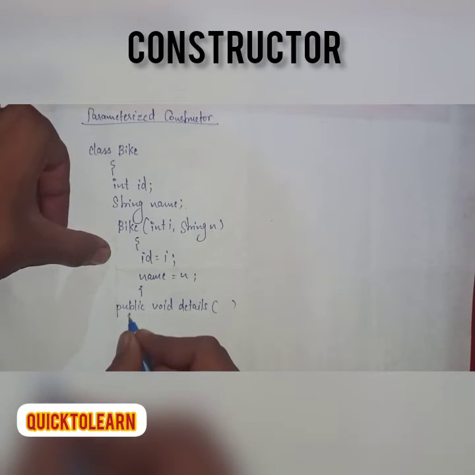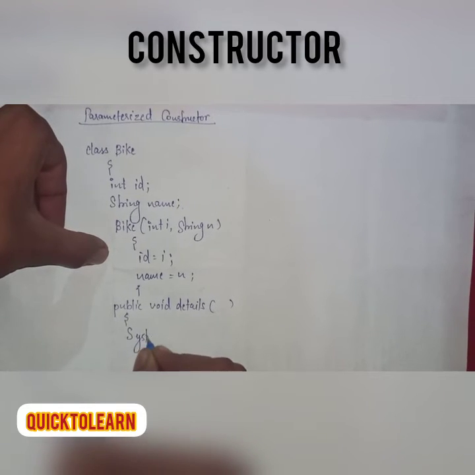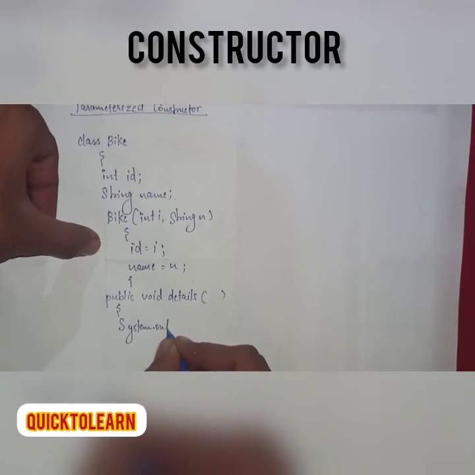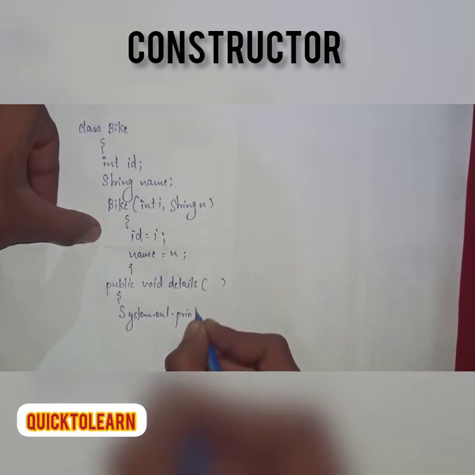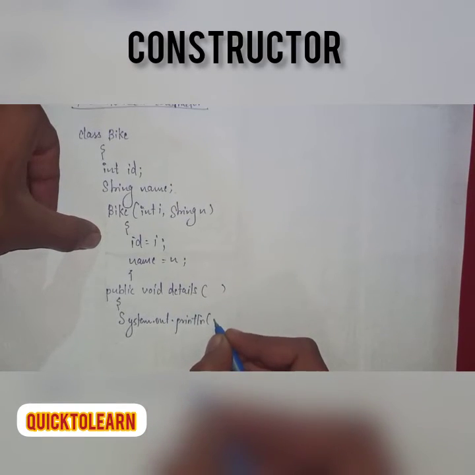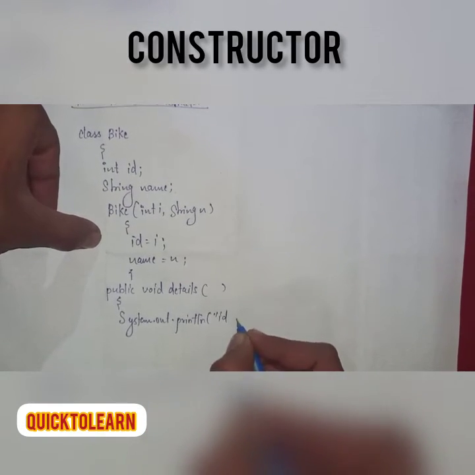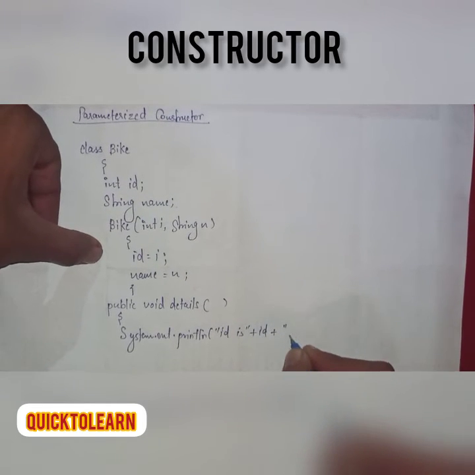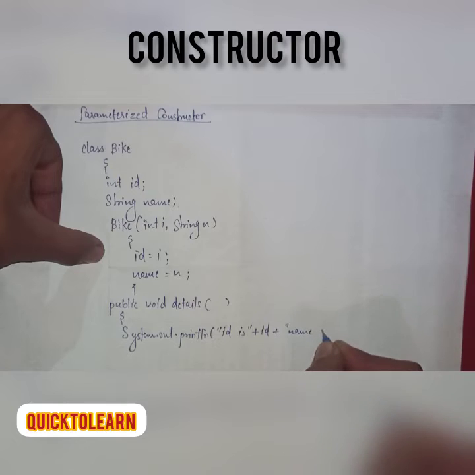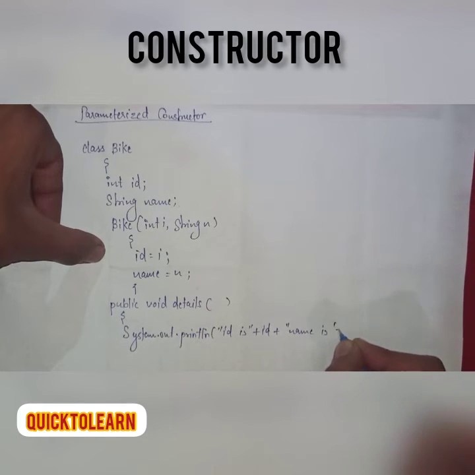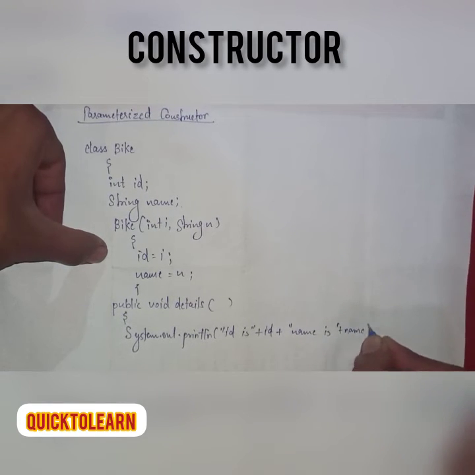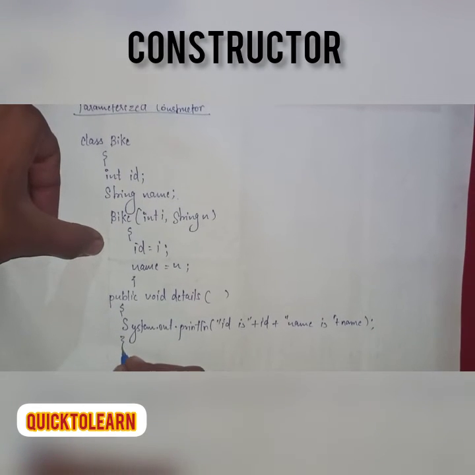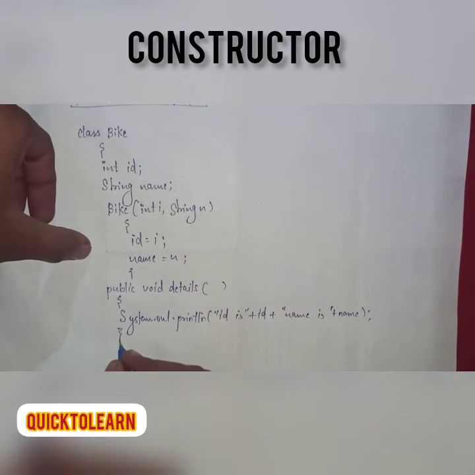Then we use one method, public void details, where we use System.out.println: id is id plus name is name. This is the closing of the class.